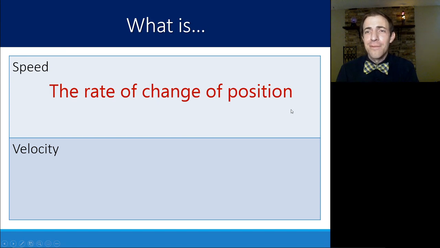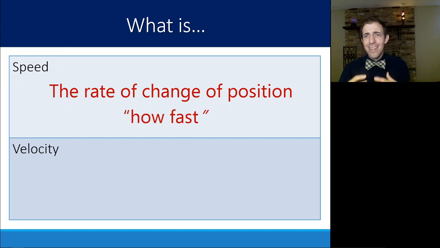Speed is going to be the rate of change of position. It's how fast an object is moving. Now, the speed is always going to be positive. You can't go a negative speed. Just like in your car, your speedometer will never go negative, even if you're going in reverse. You can only have a positive speed.